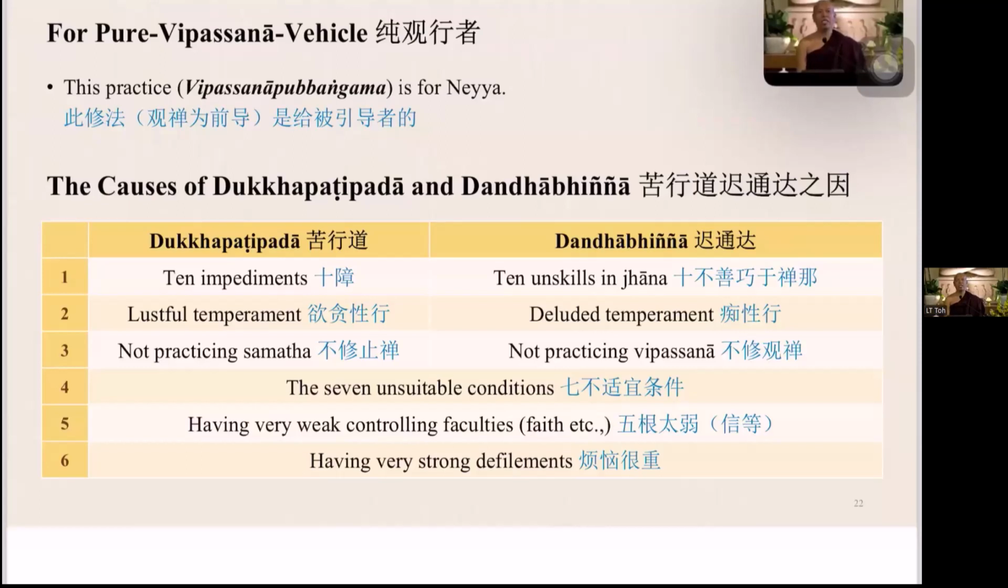Walking. So standing, walking, or sitting. The three postures.